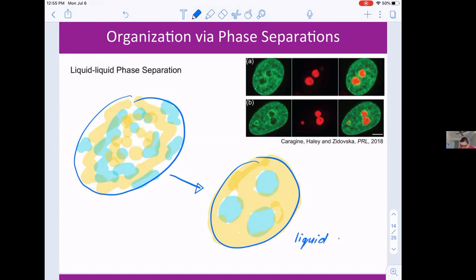And here, the example that I'm showing specifically would be an organelle or structure called the nucleolus. That is a place where the ribosomes are being made. This is the largest structure that actually does behave as a liquid droplet in the nucleus. And it forms by liquid-liquid phase separation from the nucleoplasm, meaning from the solution in the nucleus.